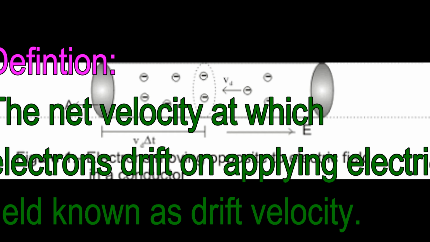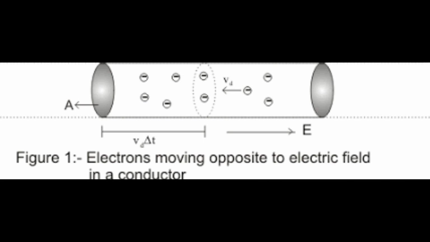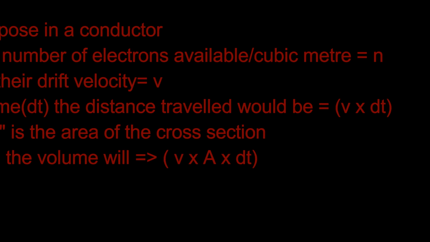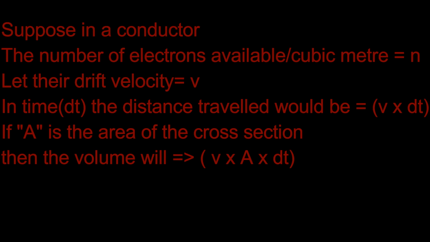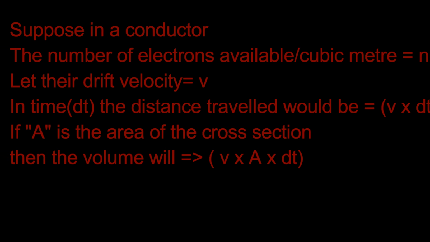Now we will discuss the formula for the electron drift velocity and how to derive it. Suppose in a conductor the number of electrons available per cubic meter is equal to n, and they are drifting with velocity v. So the distance traveled by them in time dt is equal to v into dt. If A is the area of cross section, then the volume will be equal to v into A into dt. Here we are representing the velocity with v.